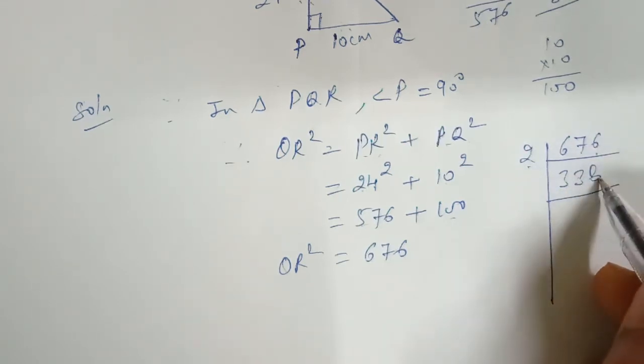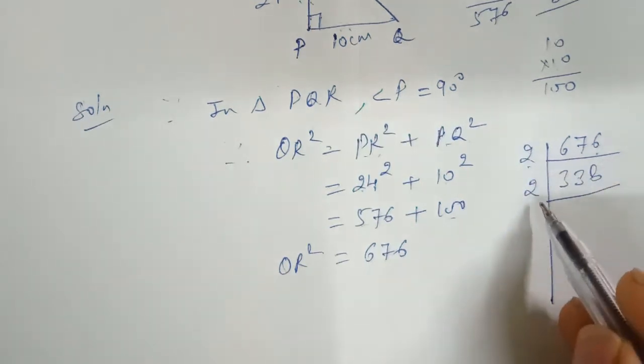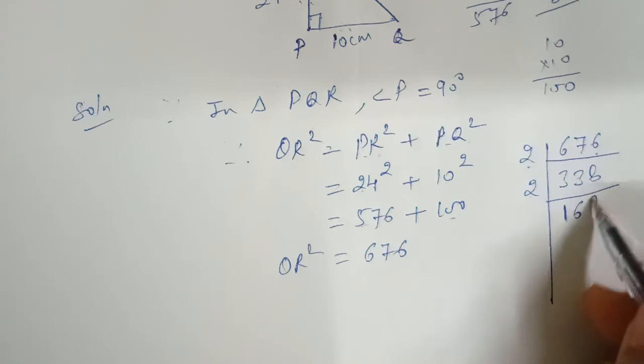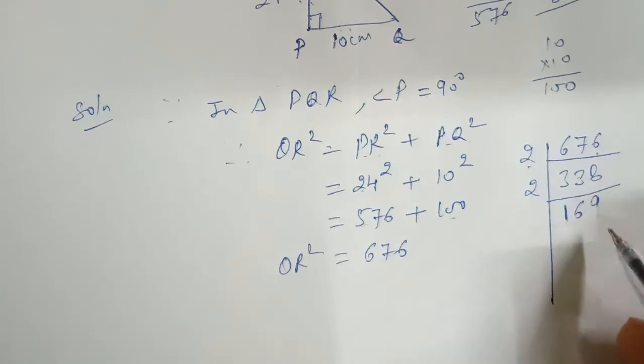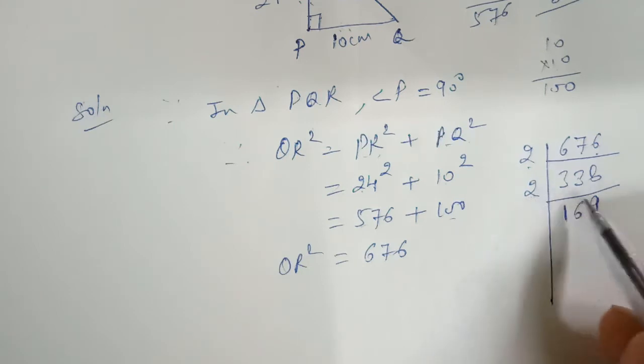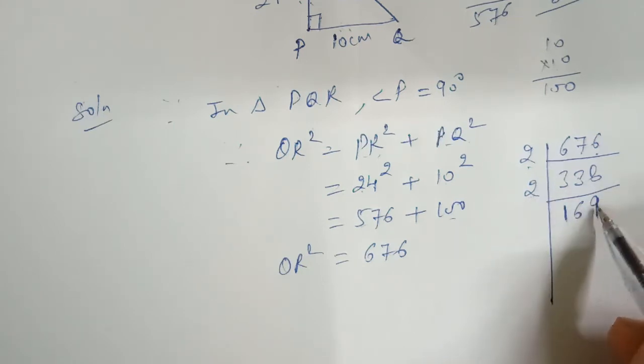At the last we have 8, so again it will be divisible by 2. 2 1 is 2, 2 6 is 12, 2 9 is 18. Now at the last we have 9, so it cannot be divisible by the table of 2. But you can get an idea that it has 9, so it could be divisible by the table of 3. But it is not necessary.